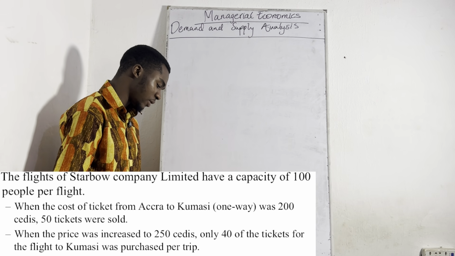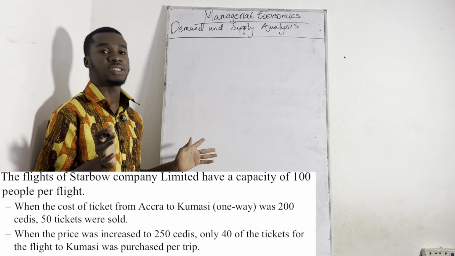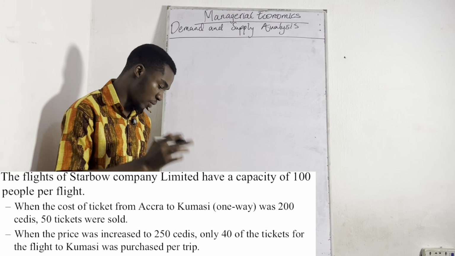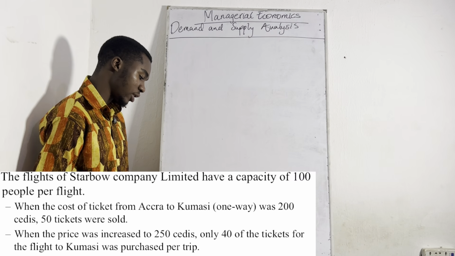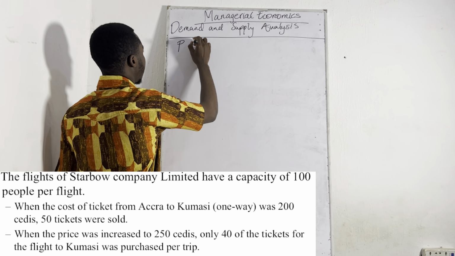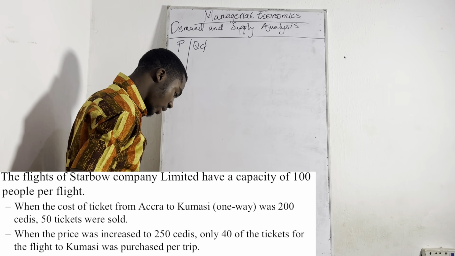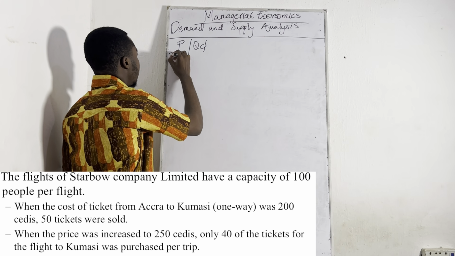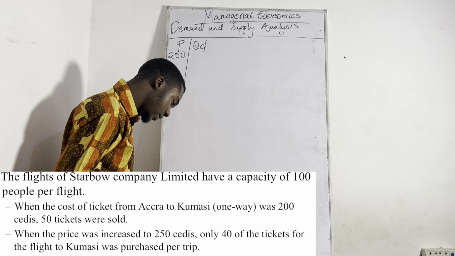The question says that the flight of Starbow Company Limited, so it can be any airline, whether Emirates or whatever, they have a capacity of 100 people per flight. You get it? So in the plane, there are 100 people that can board the plane. And they said when the cost of the ticket from Accra to Kumasi was 200 cedis. So now we have the price, right, and the quantity demanded. So when the price of the ticket was 200 cedis, 50 tickets were sold.